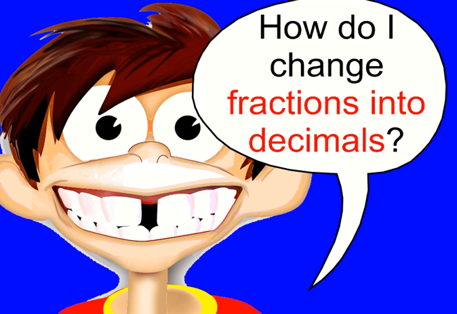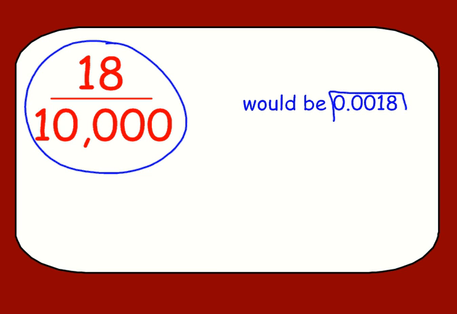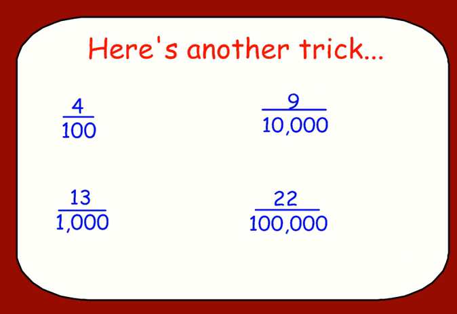Okay. Now, what if you wanted to go the other way? What if you wanted to change fractions into decimals? So if you wanted to change 18 10,000ths into a decimal, you can just go ahead and write 18 10,000ths if you're good at decimals, or there is another little trick that you can use to help you if you get stuck here. 4 hundredths.